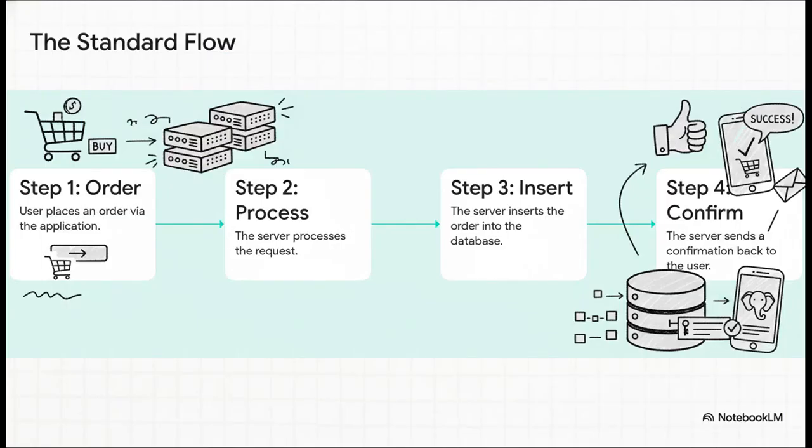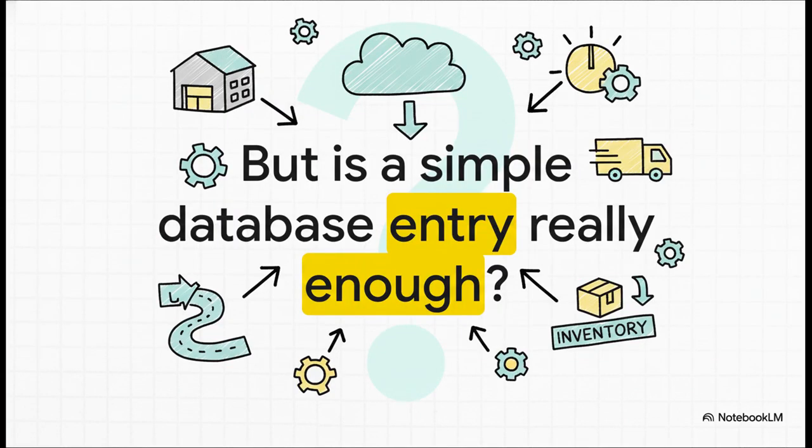Okay, so the standard flow is pretty simple. You, the user, hit that buy button. Your server grabs the request, it shoves a new row into the orders table in the database, and then it shoots back a success message to you. Easy peasy. But is that really enough? Spoiler alert, no way. In the real world, just getting that order into the database is barely step one.